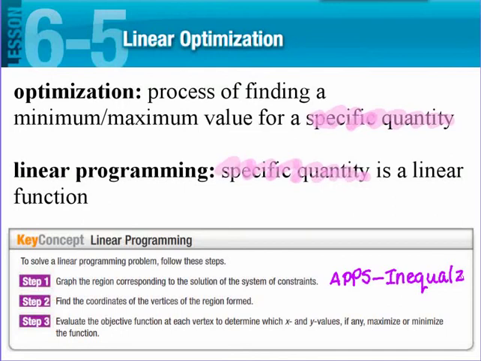Step 2 is to find the coordinates of the vertices of the region formed, which your calculator will do once again. And then step 3 is to evaluate the objective function at each vertex to determine which x and y values, if any, maximize or minimize the function. So let's go ahead and look at this first example.